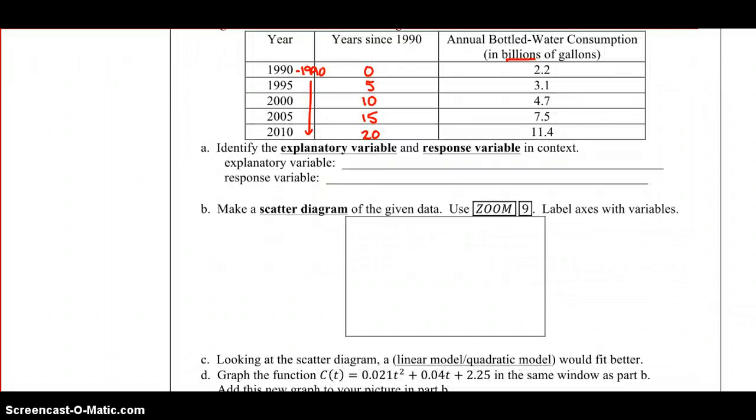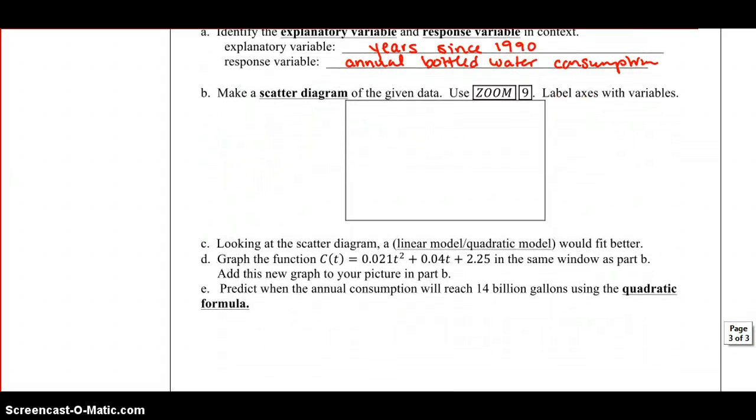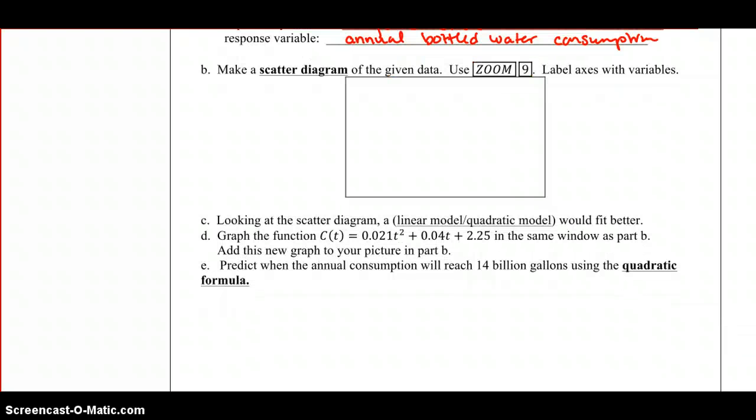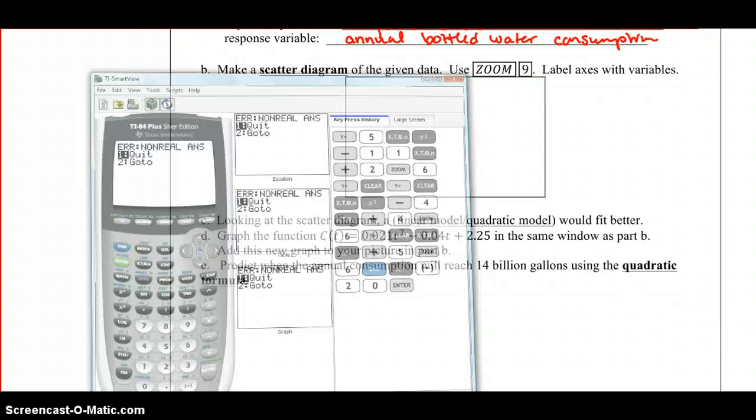So we're asked to identify the explanatory variable and the response variable. In this case, we're trying to use the year, or in this case, years since 1990, to try to predict how much was being used in bottled water. So the annual bottled water consumption. So again, remember, we're using the explanatory variable to try to predict the response variable. So we're asked to input their data and make a scatter diagram.